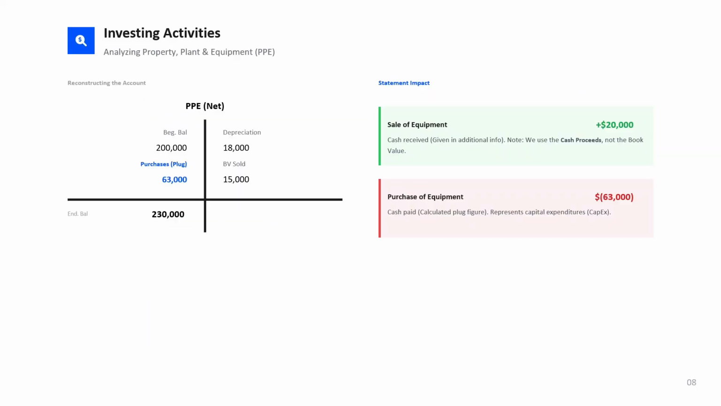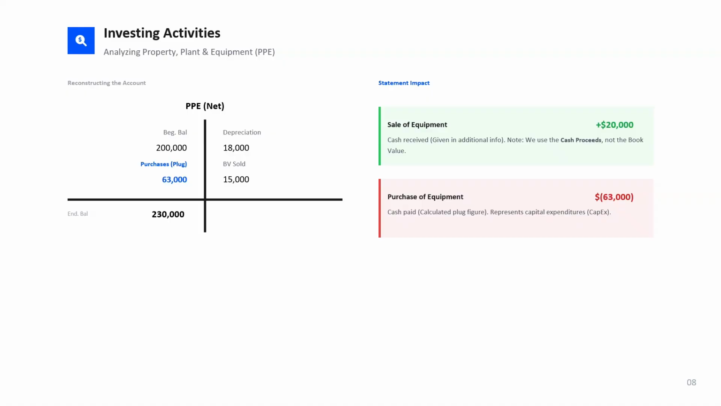The investing section focuses on the long-term assets, primarily property, plant, and equipment, or PPE. To determine the cash flow from the PPE, we often have to reconstruct the account using the T-account approach. We start with the beginning and ending balances and use the depreciation to solve for the cash spent on new purchases. In this case, we calculate a plug figure of $63,000 for new equipment purchases, which is a cash outflow.